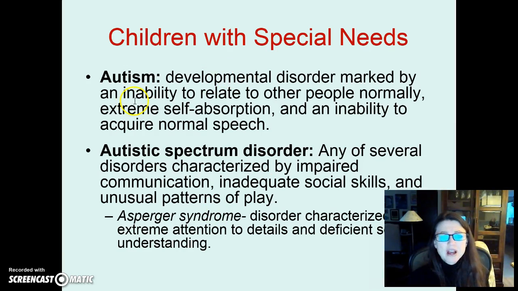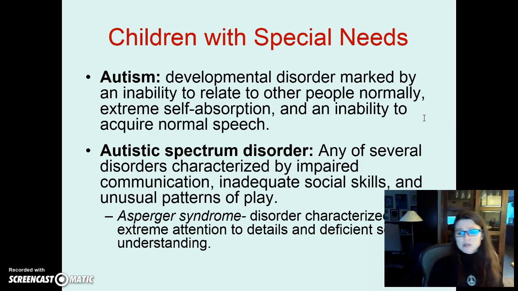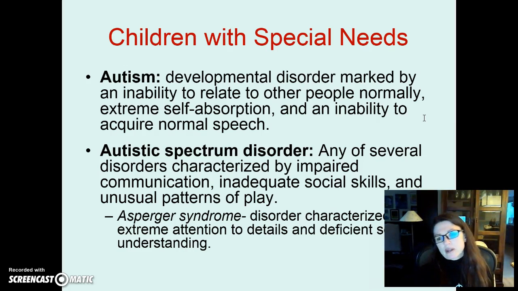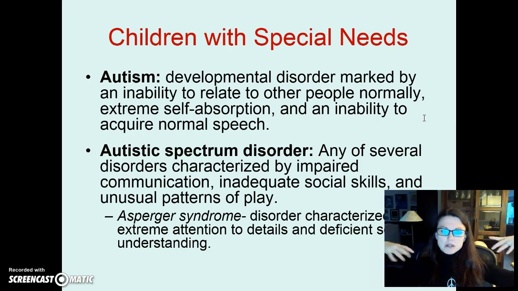And then we have autism and the autistic spectrum disorder. They took out the term Asperger's syndrome in the last DSM, the DSM-5. It's now just the autistic spectrum disorder. Not sure why. Inability to relate to other people normally, extreme self-absorption, and inability to acquire normal speech. So this is a wide, deep, and long spectrum that I have talked some about in class already.